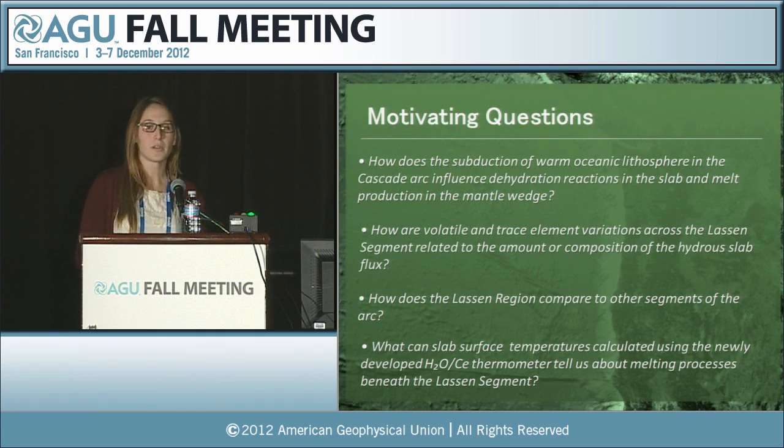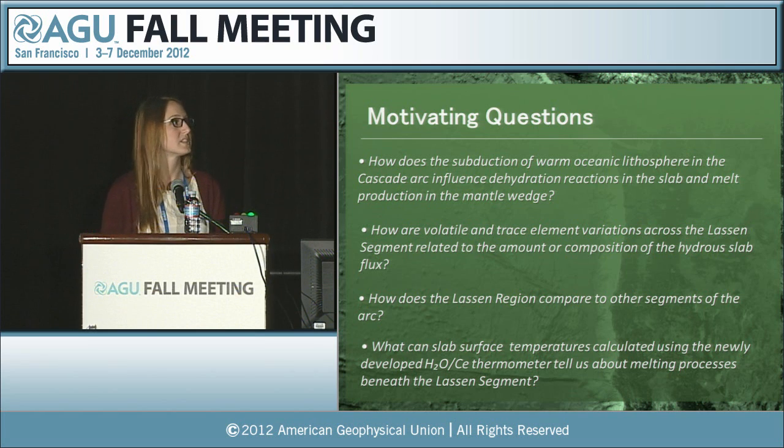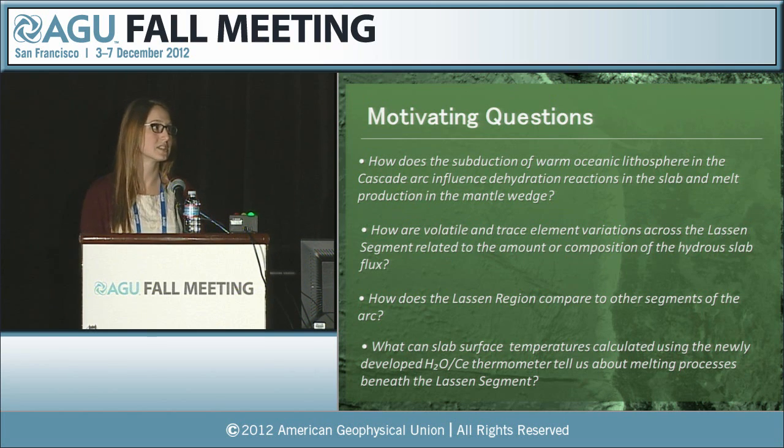So the biggest motivating question for this research stems from the fact that the Cascade Arc subducts some of the youngest and consequently warmest oceanic crust globally. And we're interested in how this really warm crust affects both the dehydration reactions in the slab and the melt production in the mantle wedge.